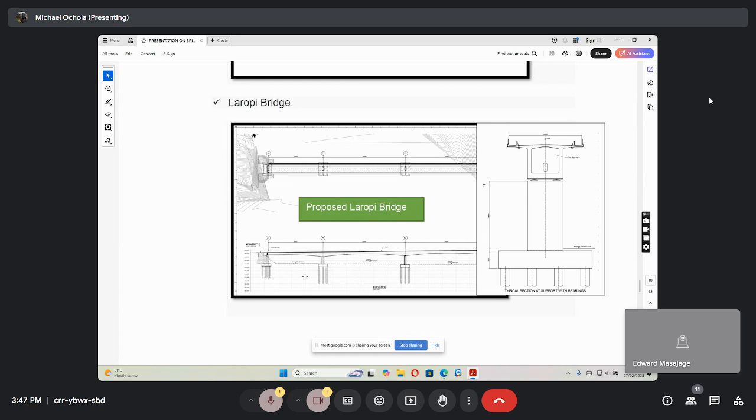Because it is 1.2 kilometers, I only pick a portion, but this is how it looks. And then here you can see it's not integral, or not monolithic, with the pier support. It has a bearing. So now you can find what the doctor is asking. You cannot subject that point to moment.